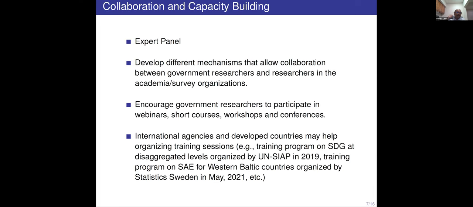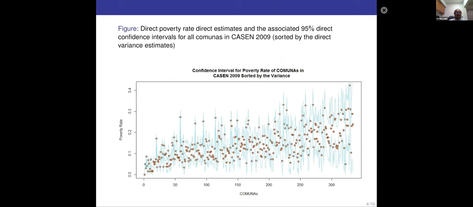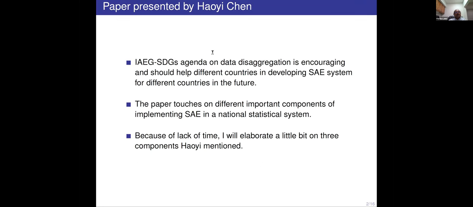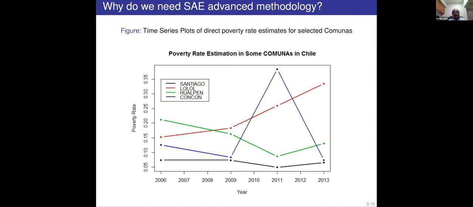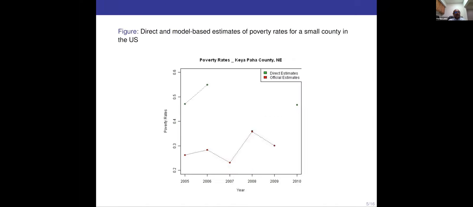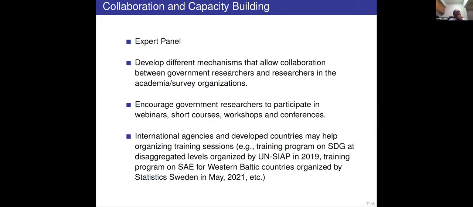So let me talk about Hawaii's paper now. She talks about different components, as I said. Sorry about that. So I'd like to now talk about collaboration and capacity building.